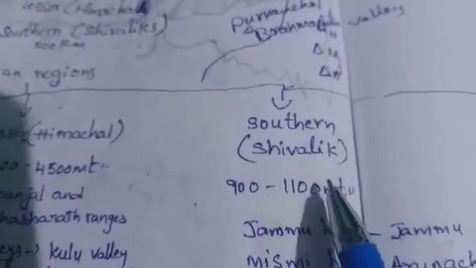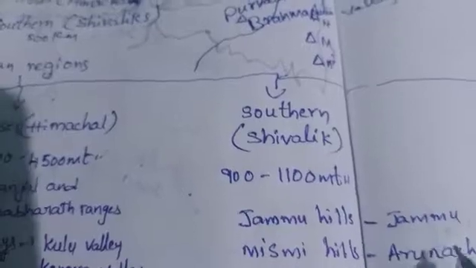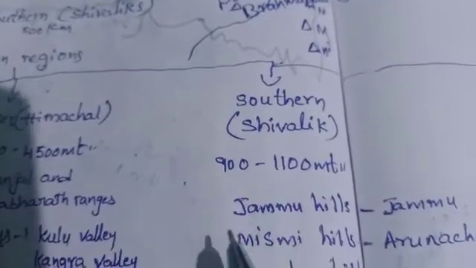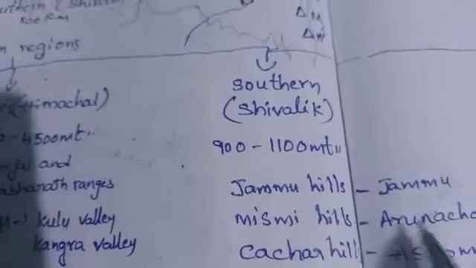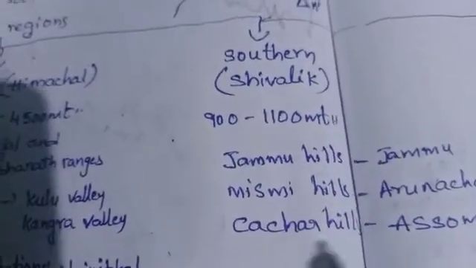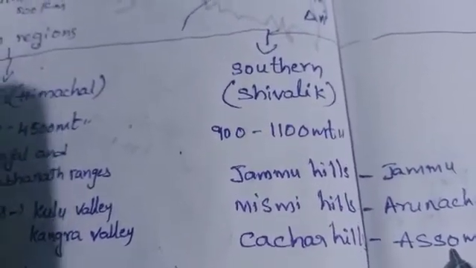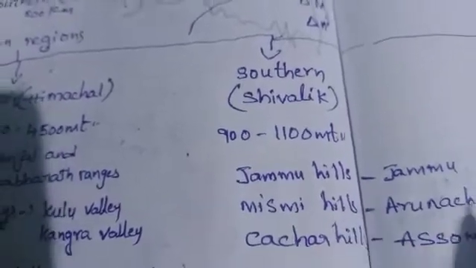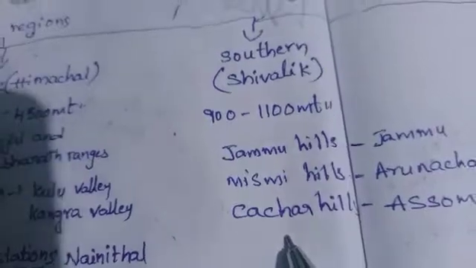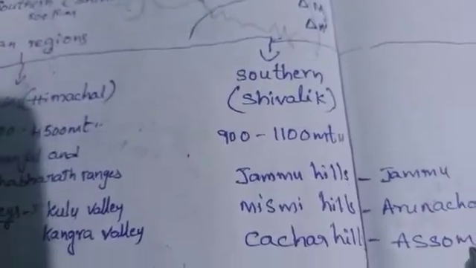Most of the Southern Himalayas in different places are known by different names. For example, Jammu Hills in Jammu, Mishmi Hills in Arunachal Pradesh, Kachar Hills in Assam. Once again, Jammu Hills in Jammu, Mishmi Hills in Arunachal Pradesh, Kachar Hills in Assam.